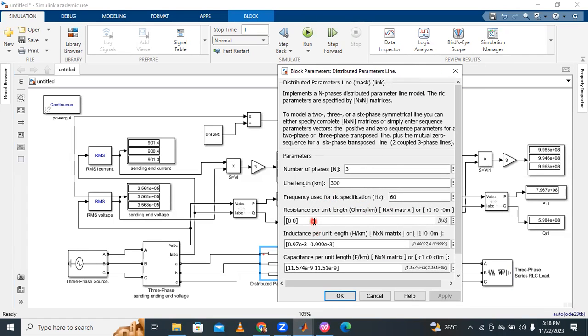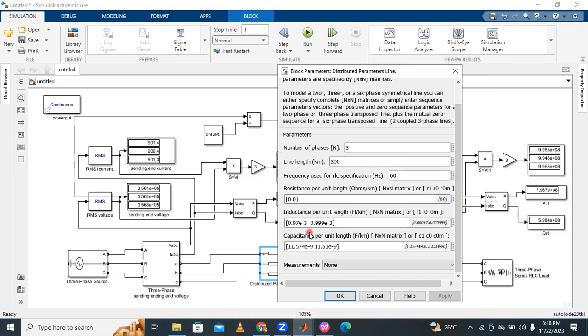And it is a lossless line, so there is no resistance. The resistance per unit length is 0, written as 0 0 in square brackets. Next, the inductance per unit length is given as 0.97 millihenry and 0.99 millihenry, written like this, in henry per kilometer.